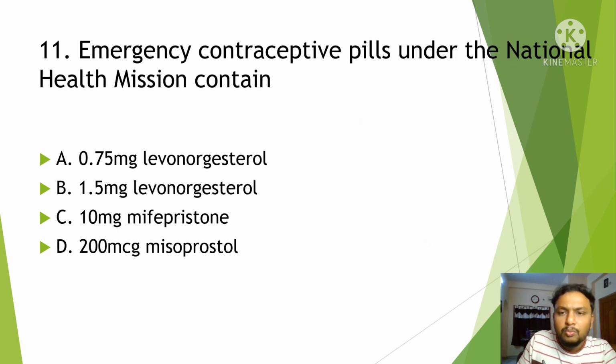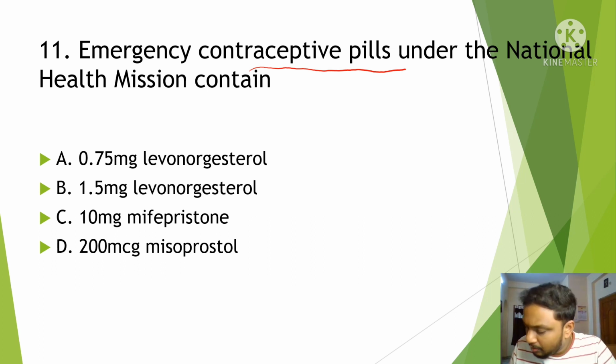Emergency contraceptive pills under the National Health Mission contain how much dose? Option A, 0.75 mg levonorgestrel; option B, 1.5 mg levonorgestrel; option C, 10 mg mifepristone; option D, 200 micrograms misoprostol. What is your option?